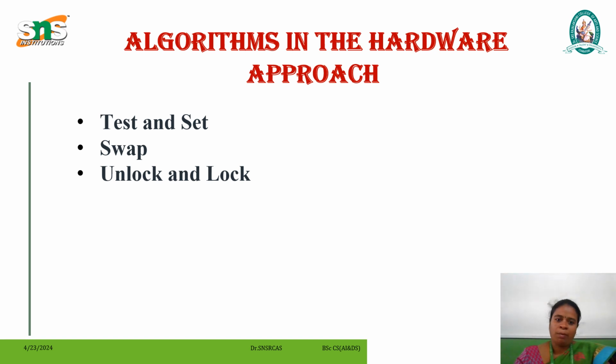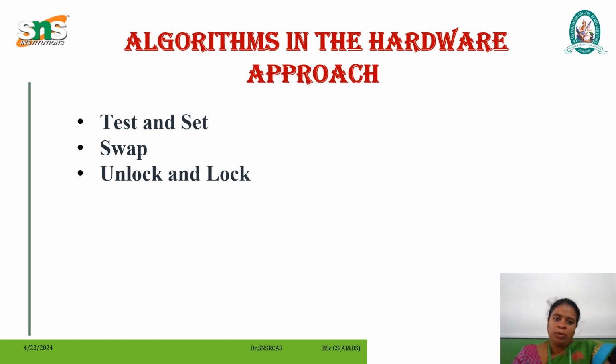Second one, swap. The swap algorithm is a lot like the test and set algorithm. Instead of directly setting lock to true, in the swap function, key is set to true and then swapped with lock. The first process will be executed, and since key is equal to true, the swap will take place, hence lock is set to true.